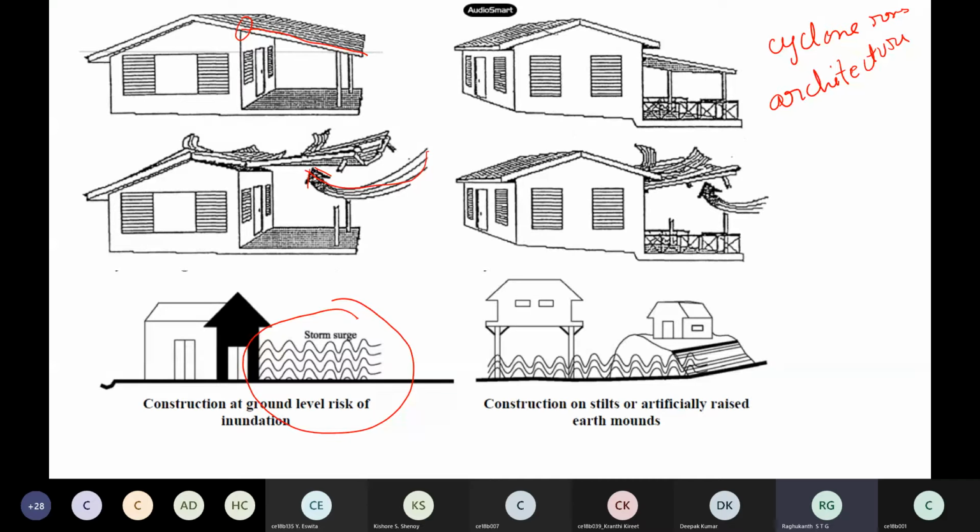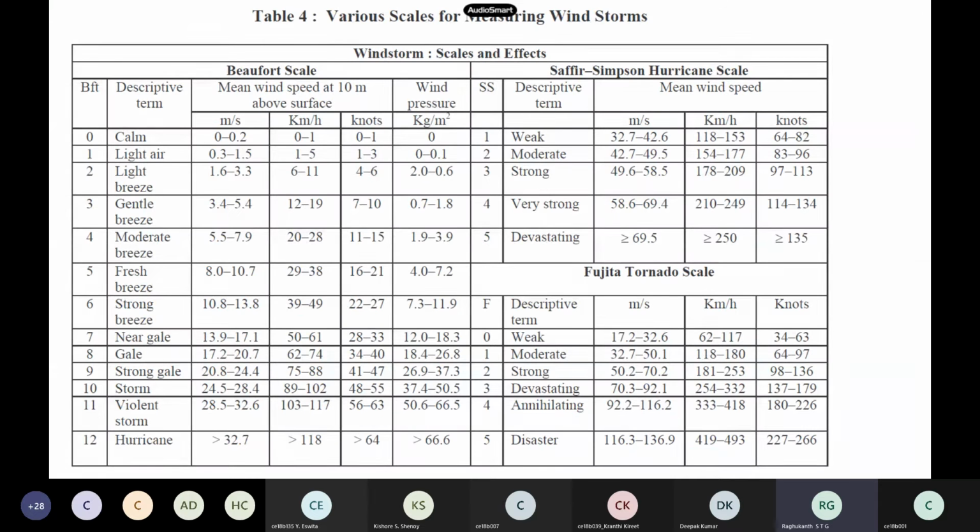So design for cyclone is not only just making the structure safe for wind, but the elevation also matters a lot. If you are located where there is a storm surge, this problem may come up. So both these things have to be handled. Okay, so now this is how the windstorm is defined.